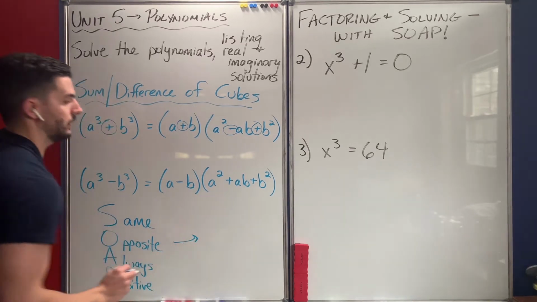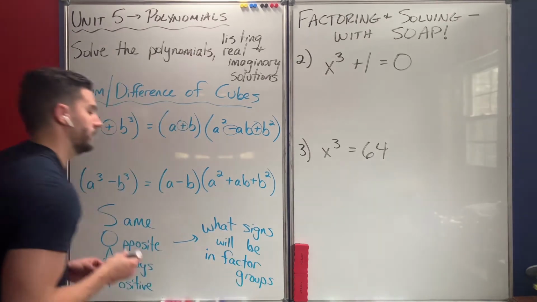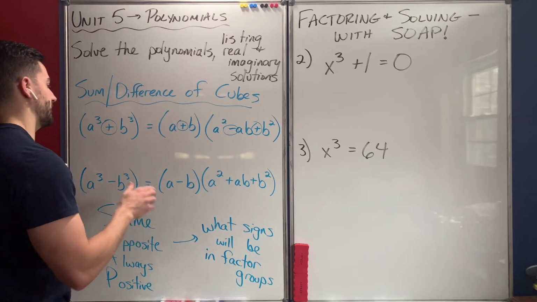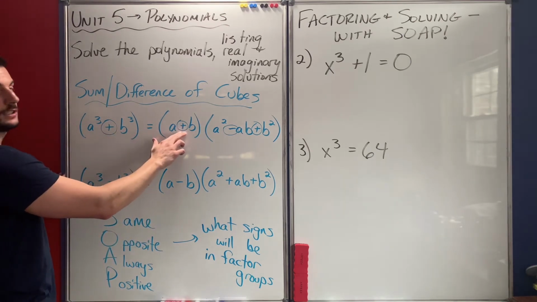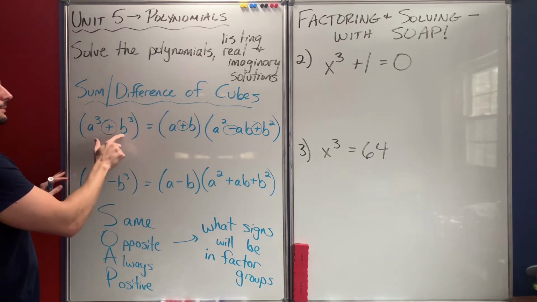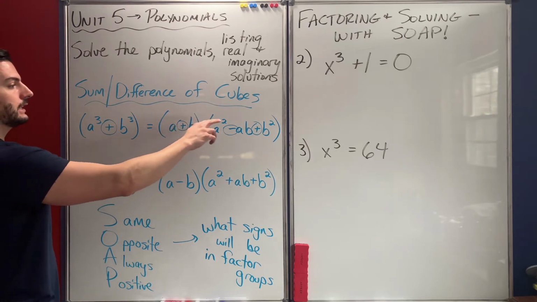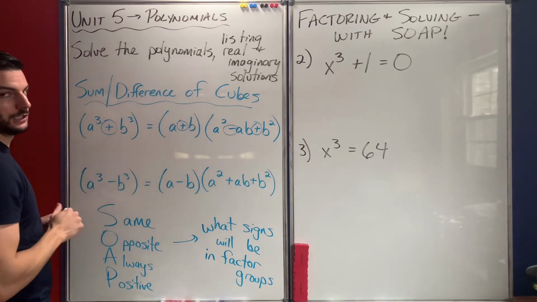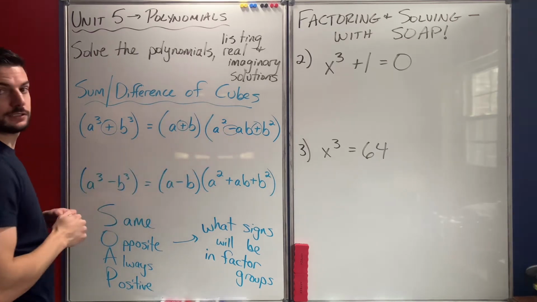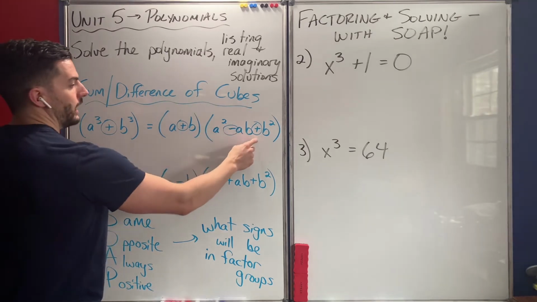Okay, and again, this is telling you what your signs will be in your factor groups. Okay, so by same, opposite, always positive, what that means is the first sign is going to be the same as the original. So if it's something cubed plus something else cubed, that's also going to be a plus. So same. The second sign is going to be the opposite of what it was in the original. So same, and then opposite. So right, this was a plus, this was a minus. Okay, so second sign is opposite. And then the third sign is always positive.